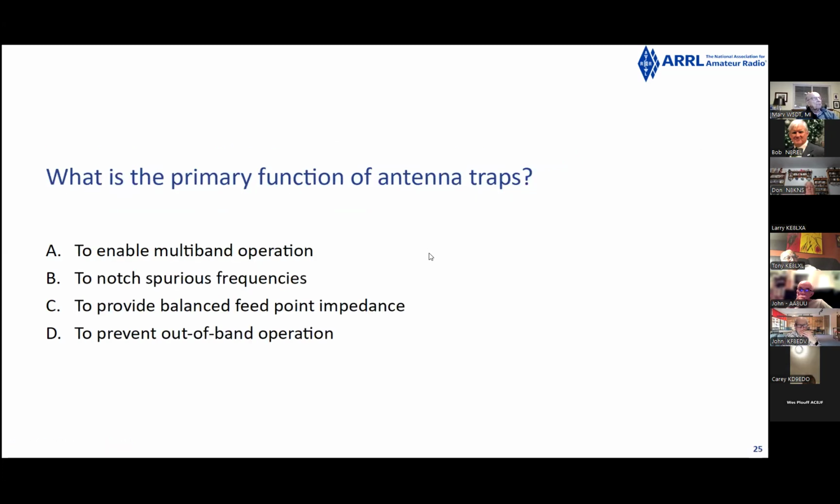What is the primary function of antenna traps? To enable multi-band operations, notch spurious frequencies, to provide balanced feed point impedance, to prevent out-of-band operation. Alpha. Yes, to enable multi-band operation.